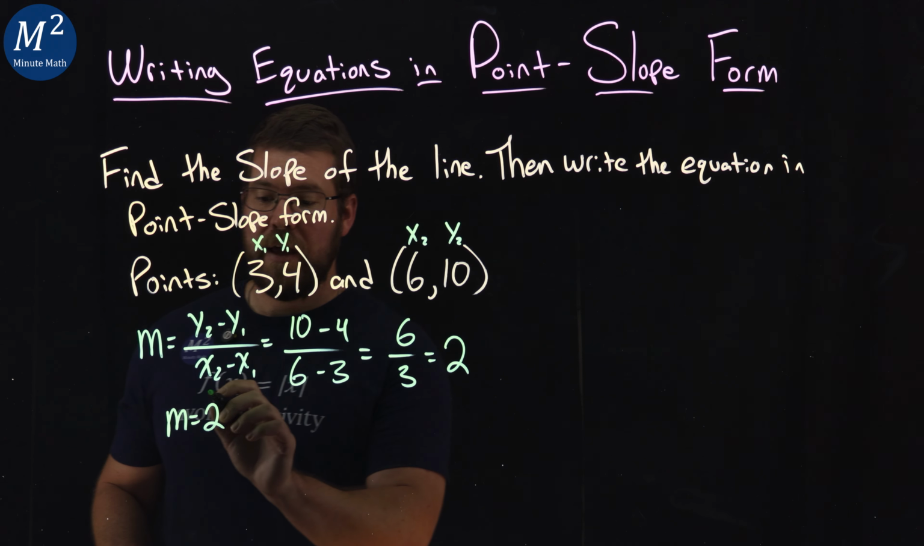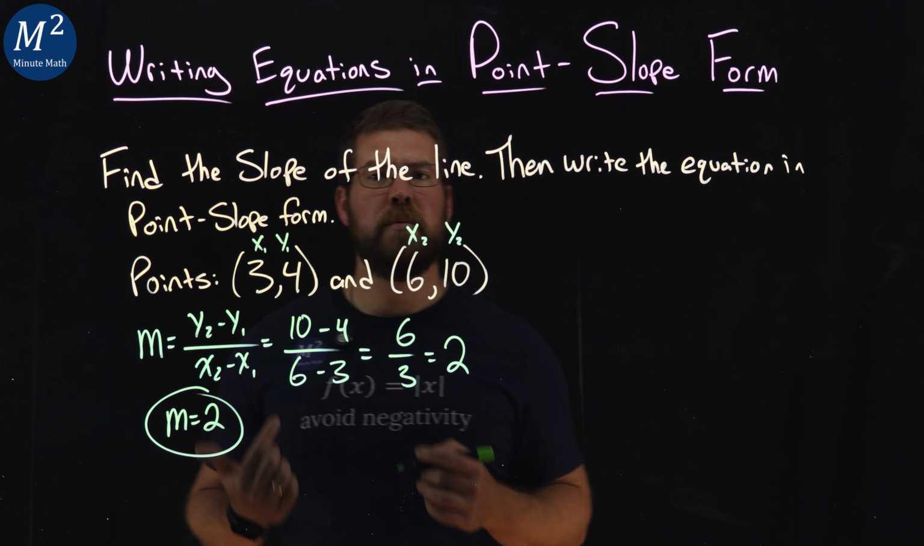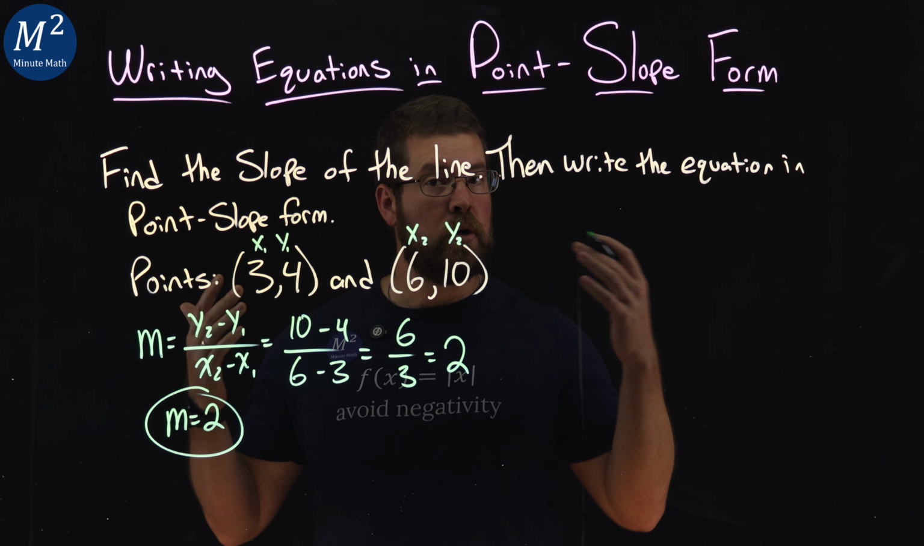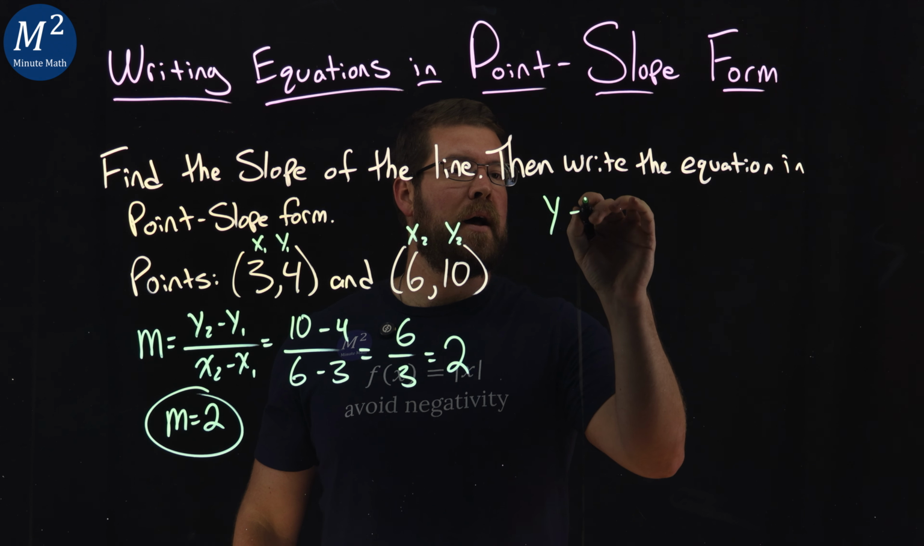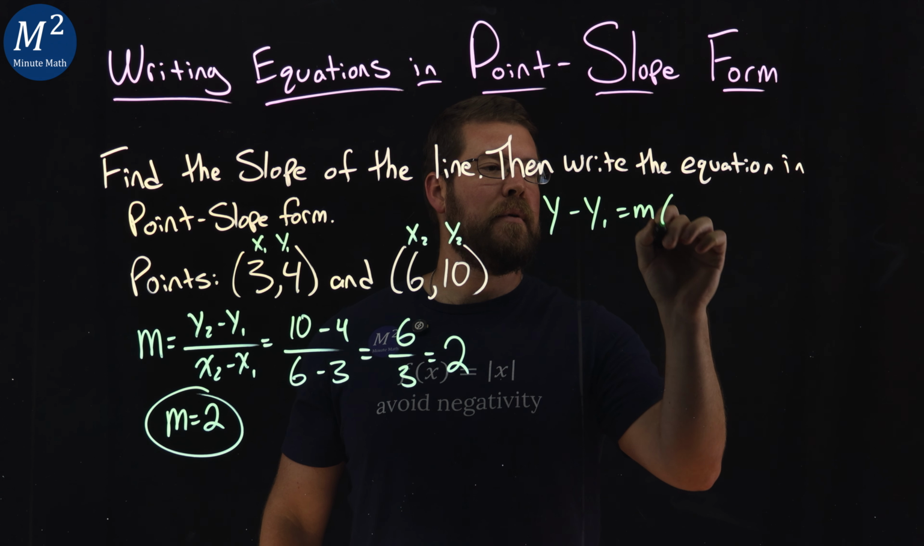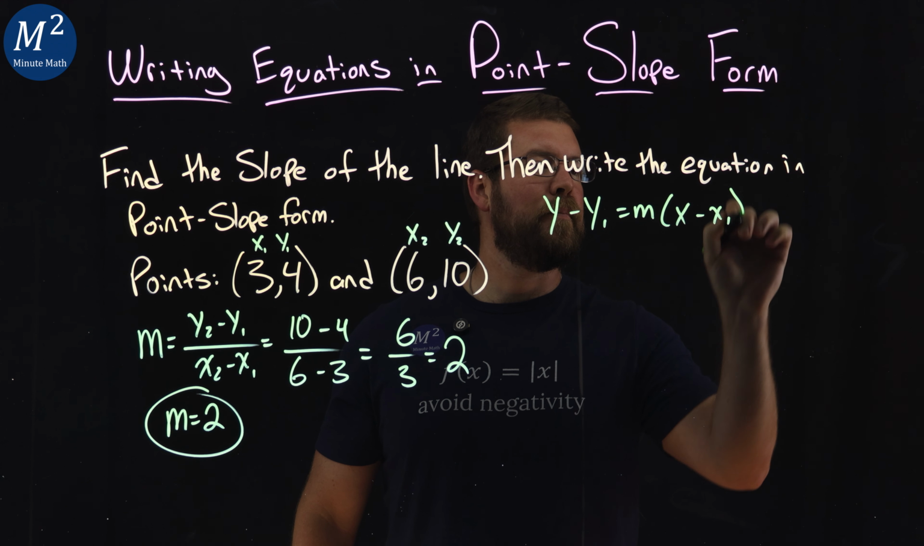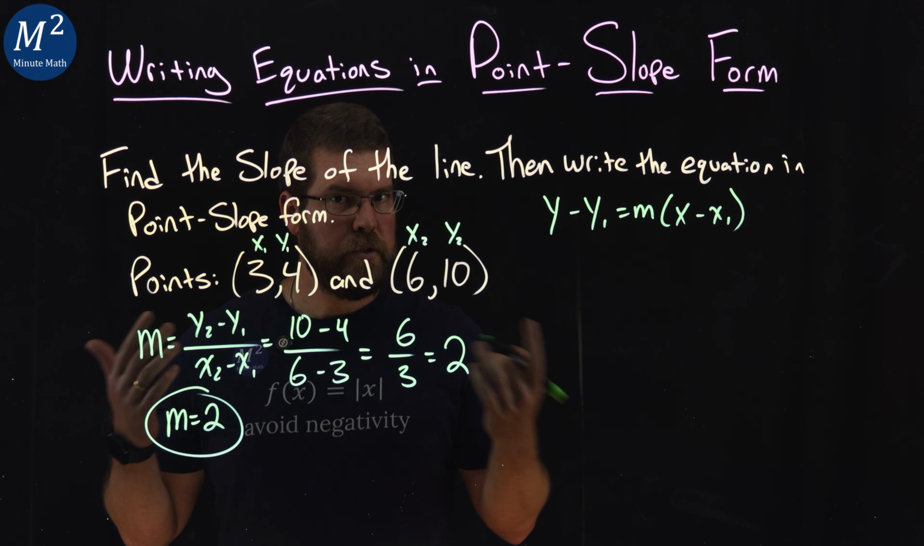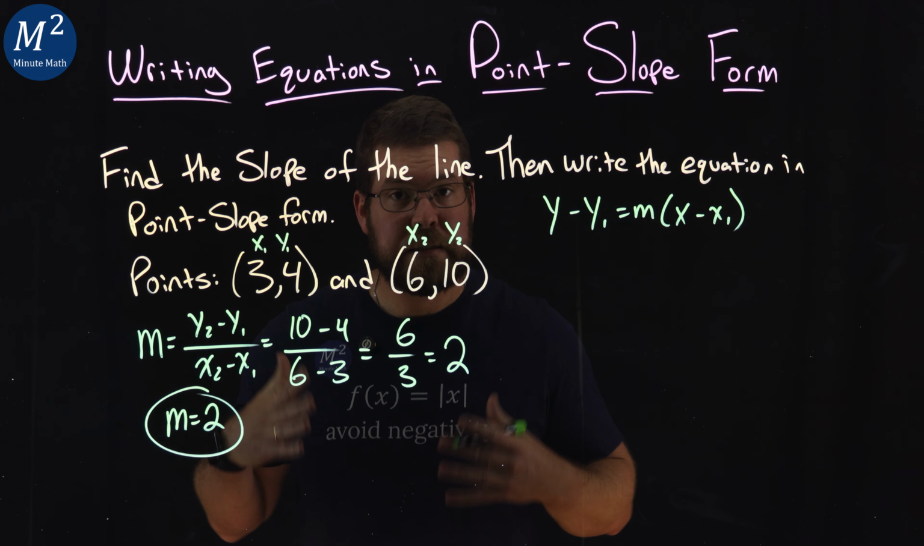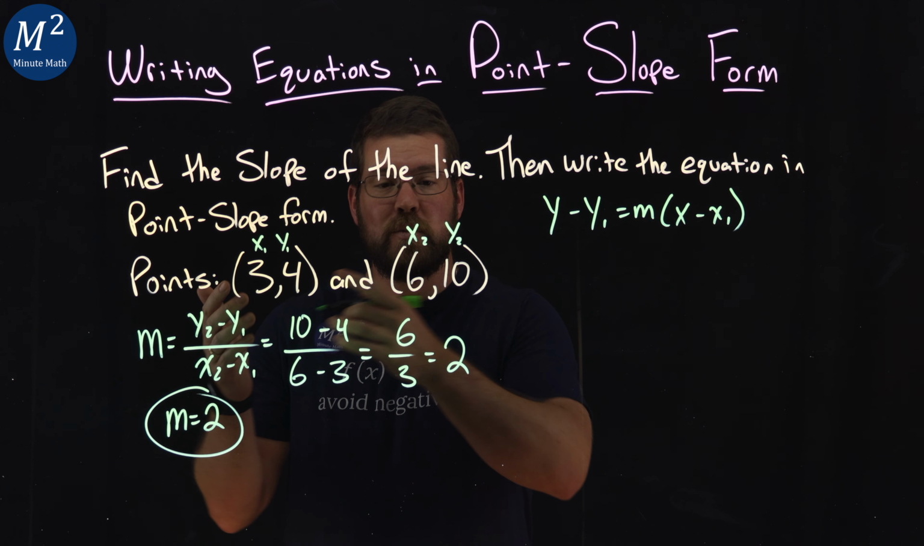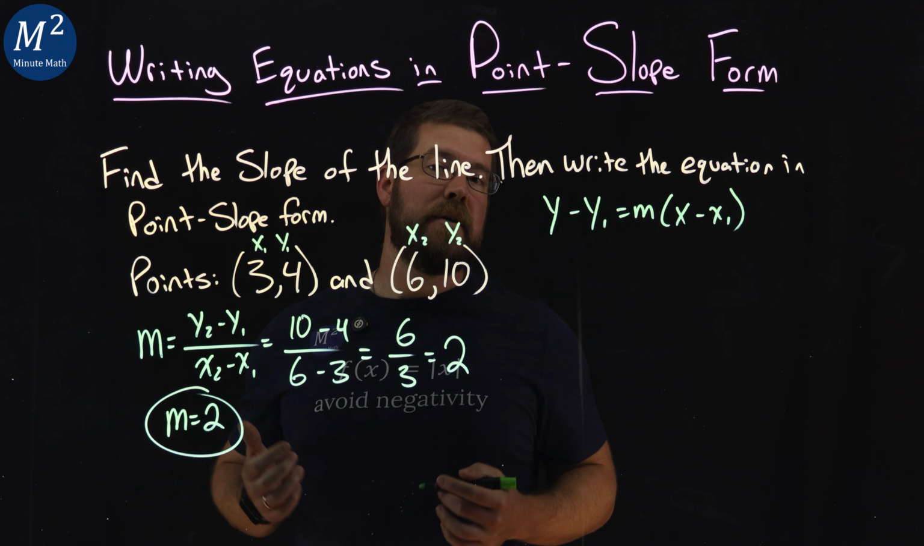So now we have a slope, and we're given 2 points. We can write this in point-slope form. That is y minus y1 equals m times x minus x1. Now, which point do we pick? It really doesn't matter. You can pick the first one or the second one. I'm just going to pick the first one here.